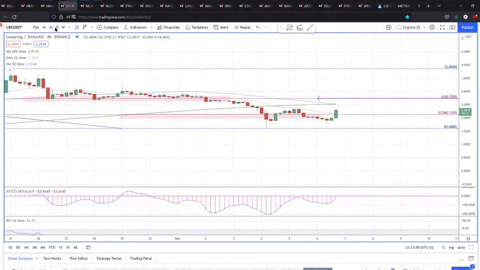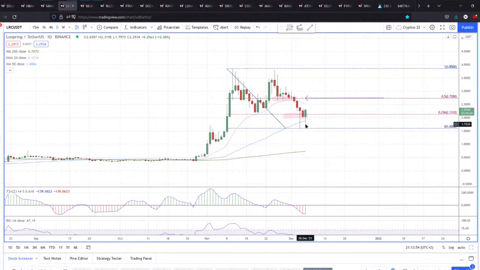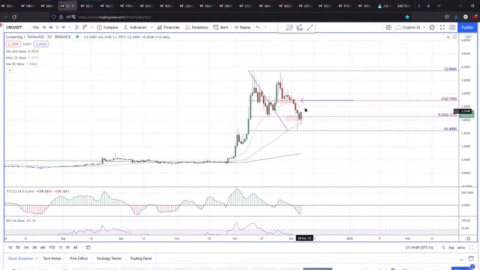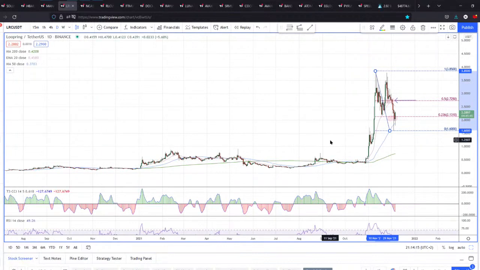So on the daily, holding the daily moving averages really nicely. Again, 3-wave correction. So let's see what happens at 2.725. Might see a bit of a pullback there. Above there, back to the highs, I would say, and potentially next swing's begun. It looks like it should, doesn't it?